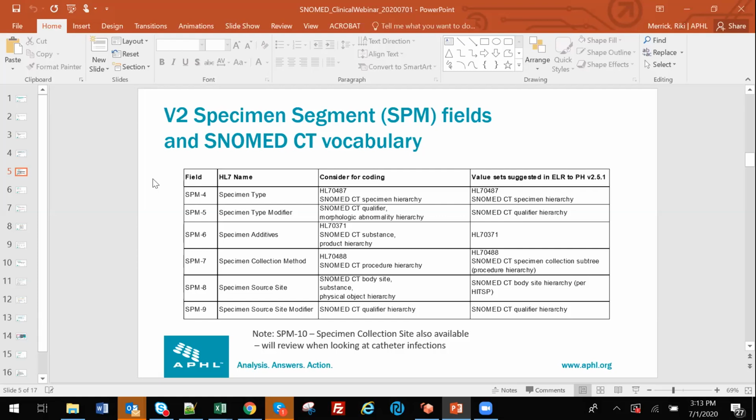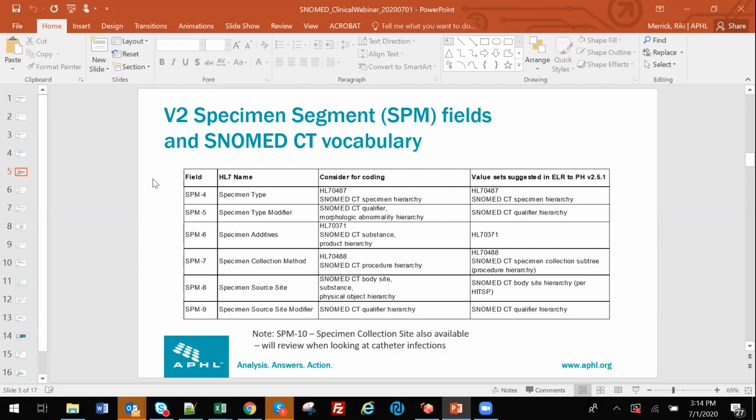When you talk about a specimen, you want to know what exactly am I looking at? You want to know, was there something added to it? You want to know how it was collected. You want to know where it was collected from, and potentially you need more detail about the where. That's what the source modifier is about. And then potentially you might need to know how you got there.